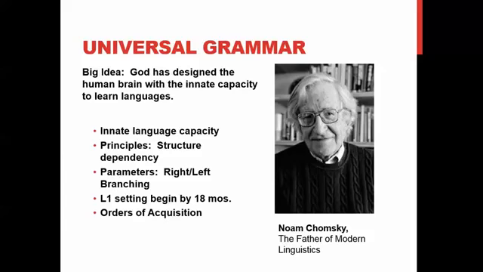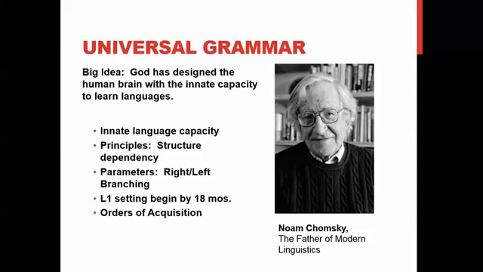So this is Noam Chomsky's theory. He's often known as the father of modern linguistics, and he wouldn't use this phrase because he's a bit of an evolutionist. But I will say the big idea here is that God has designed the human brain with the innate capacity to learn languages. I think this is really cool. There are some challenges to this view, but the key ideas here are that we have a language acquisition device.